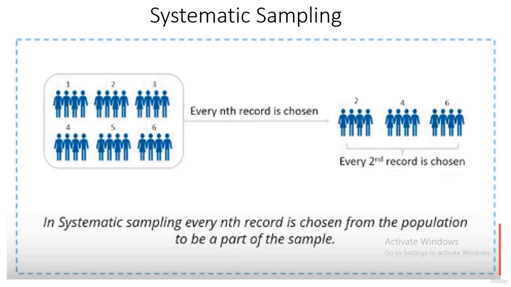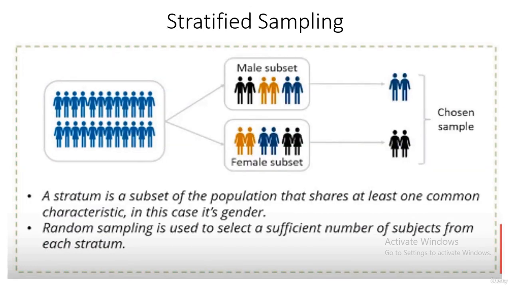The next one is systematic sampling. That means in systematic sampling, every nth record is chosen from the population to be a part of the sample. In this case, we have chosen every second record: second, fourth, sixth. It could also be the first, third, fifth, but in this case we have chosen every second record.